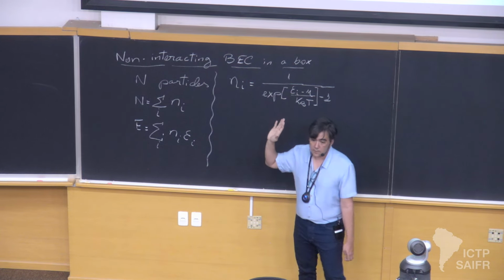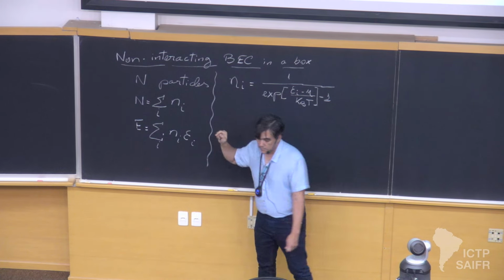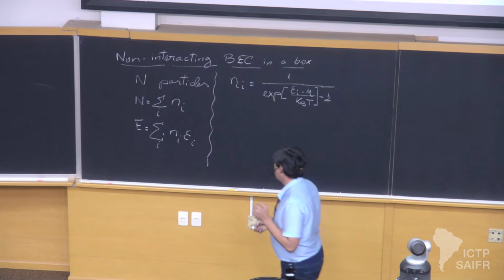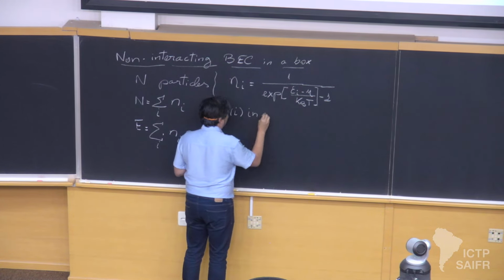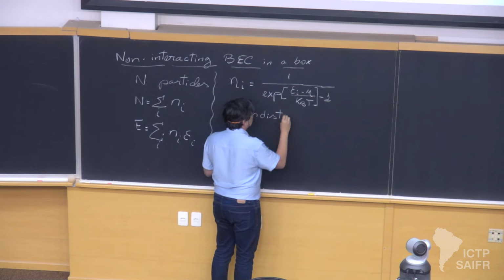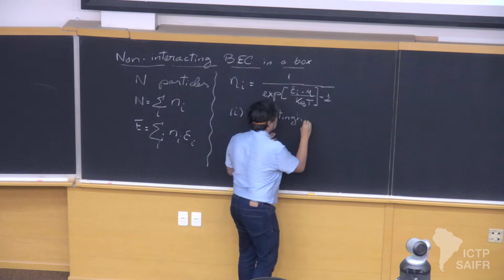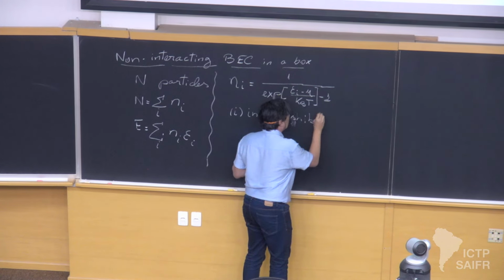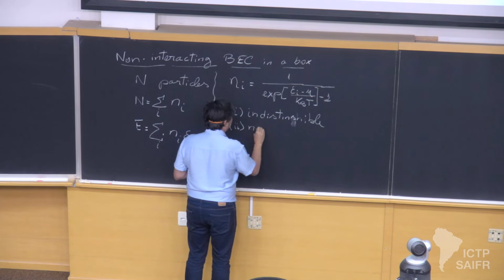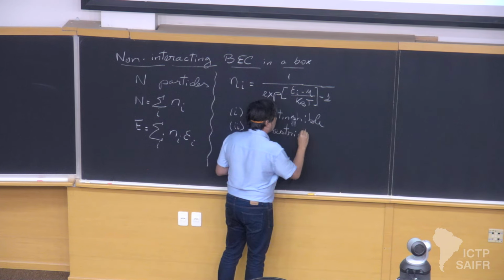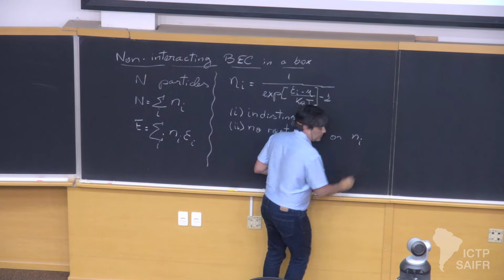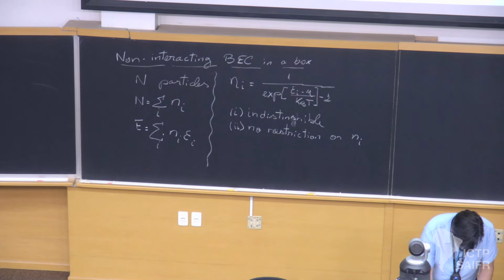To write this, to equate from this to that, we had imposed a few restrictions. One, our particles are indistinguishable. And two, there are no restrictions on this. Okay, I think these are the two restrictions that I had.